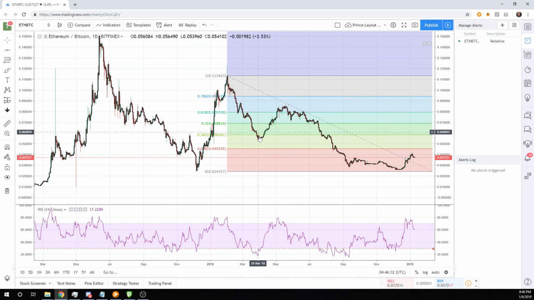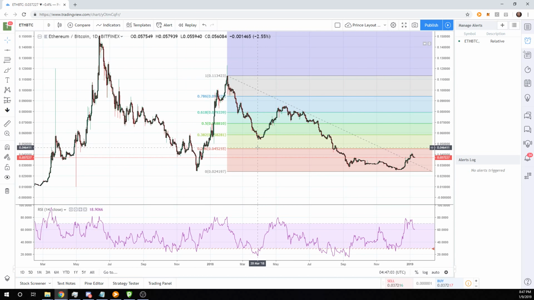Is it time to buy? We're looking for 4 points. Number 1, are we at a resistance level or a support level? Number 2, what is the trend telling us? Has the trend been broken? Number 3, what does the RSI say? Is it below 20? Number 4, are we at a standard deviation, above or below a standard deviation?